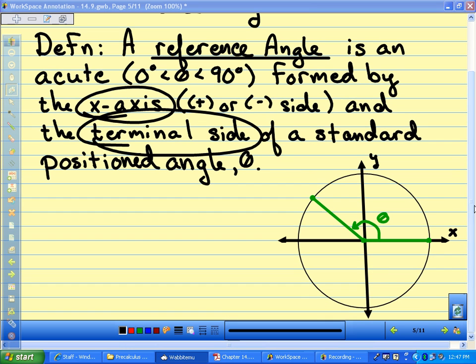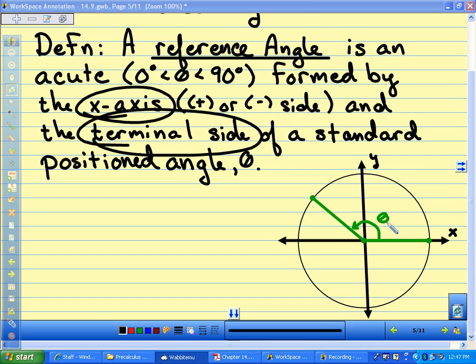So for an example down here, I've got a quadrant 2 angle labeled theta. Theta is my quadrant 2 angle. But again, folks, I don't want to deal with a quadrant 2 angle. I want to refer it back to a first quadrant angle. I want to create a reference angle here. And the first thing I want to do is draw that reference angle for you.